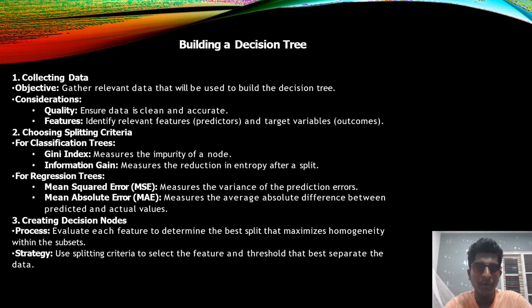Choosing splitting criteria. For example, Gini index measures the impurity of a node. Information gain measures the reduction in entropy after a split. For regression trees, mean squared error measures the variance of prediction errors. Mean absolute error measures the average absolute difference between predicted and actual values. Creating a decision node. Process, evaluate each feature to determine the best split that maximizes homogeneity within the subsets. Strategy, use the splitting criteria to select the feature and threshold that best separate the data.